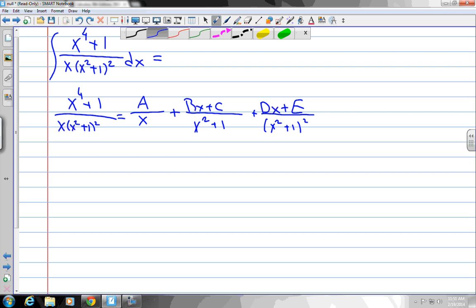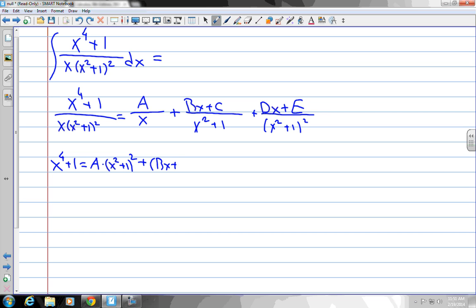We're going to multiply by the LCD, both sides. So on the left, we're going to end up with x to the 4th plus 1 equals a times what's missing. So it's x squared plus 1 squared plus the whole bx plus c times whatever's missing, which is x and 1 factor of x squared plus 1. Is that okay? Plus dx plus e times whatever's missing, which is just an x.